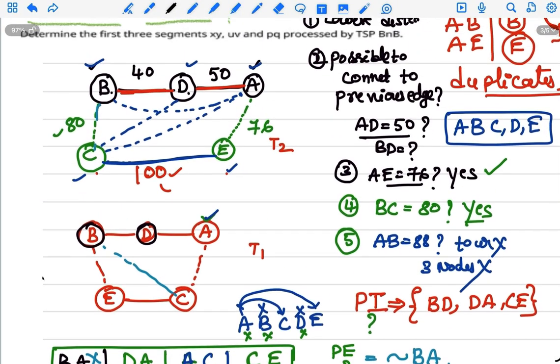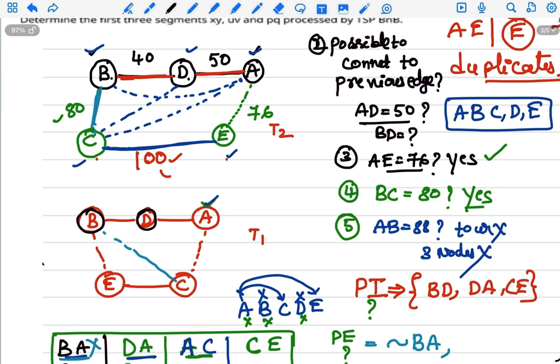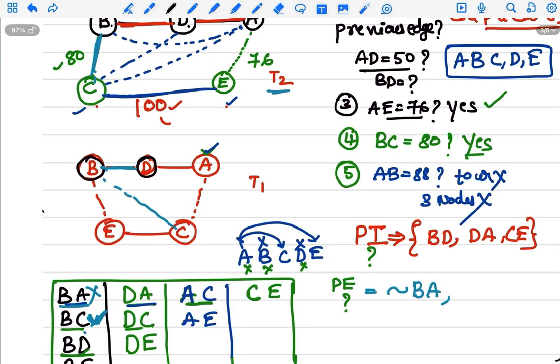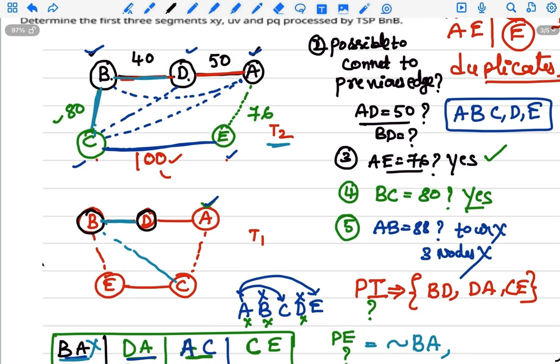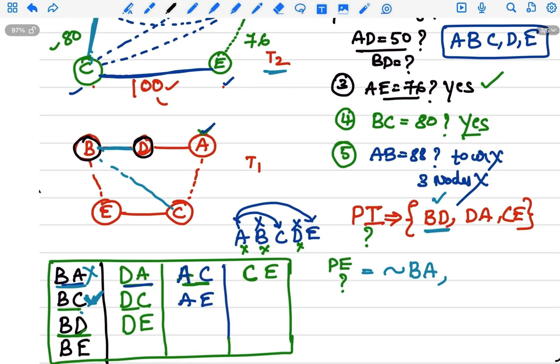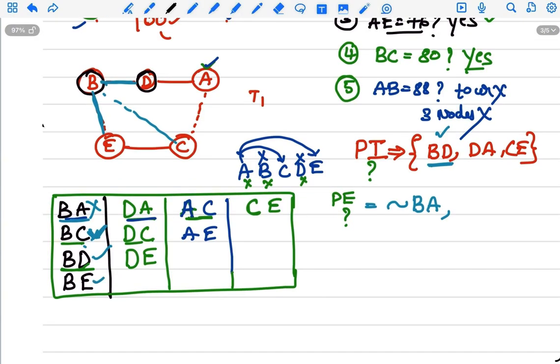Because this is an edge in tour 1, but it is not an edge in tour 2. Tour 1 it's not an edge, tour 2 it is an edge. So okay, BC is an edge. So next one, BD. BD is permanently included. First we selected this edge, the smallest distance. So BD is a permanently included edge. So next one is BE. So BE is possible, it is an edge in tour 1. So BE is a possible edge.